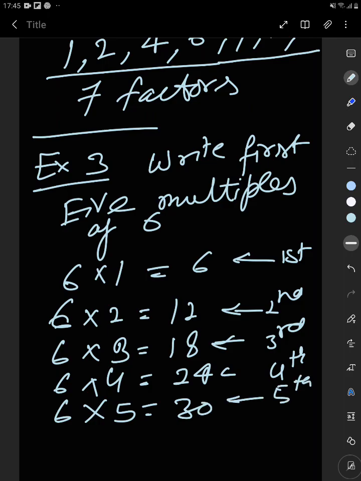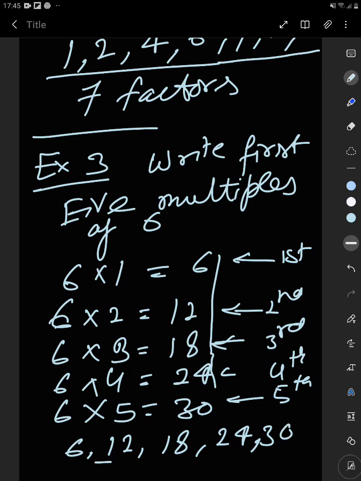So we can write all the multiples at one place: 6, 12, 18, 24, and 30. These are the first 5 multiples of 6.